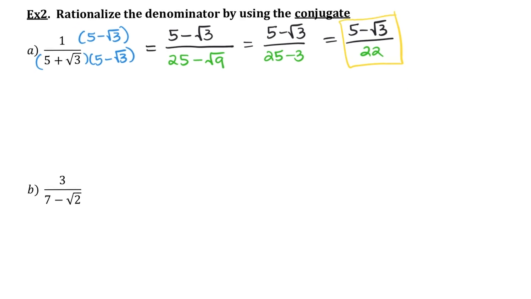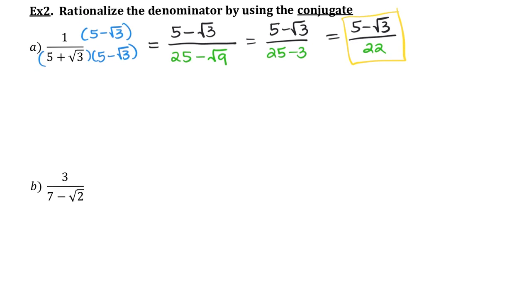Okay, let's go ahead and do the same for B. The problem is that there's a radical at the bottom. If I multiply by root 2, it's not going to cancel this. It's just going to make it worse. Since there's 2 terms, I multiply by the conjugate. Since this is 7 minus root 2, I multiply by 7 plus root 2. If I do it to the denominator, I need to do it to the numerator.